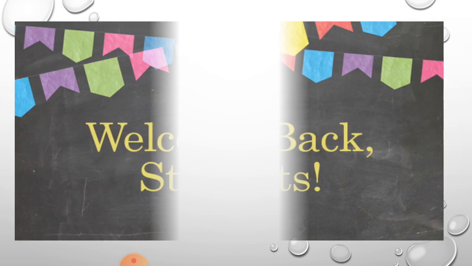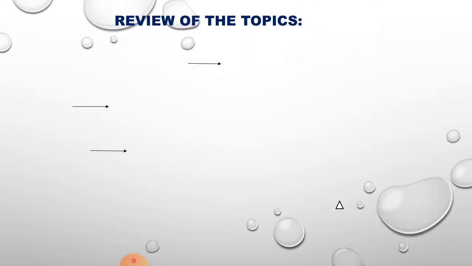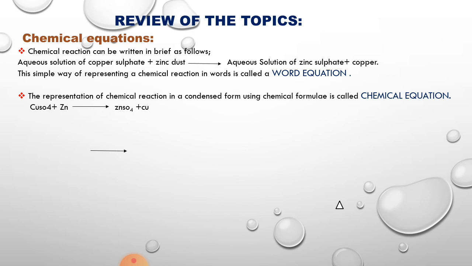Okay, so welcome back as we have started our next chapter, that is chapter number 3 in science 1, that is chemical reactions and equations. So let's see what we have learned in our last class. We have learned about chemical equations.